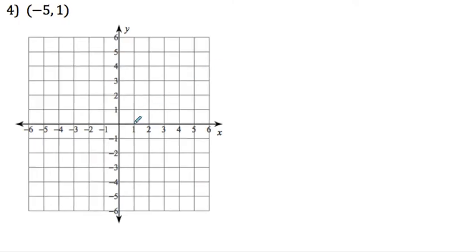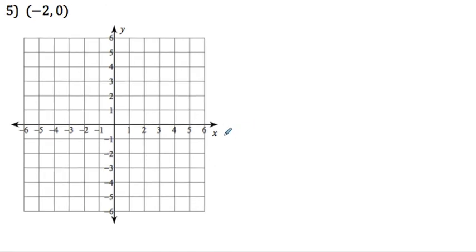Number 4, negative 5, 1. So starting from the middle, negative 5 means I'm going to the left. 1, 2, 3, 4, 5. Make sure you count the units. Don't look at the numbers because sometimes the numbers can be off a little bit. And I did exactly what I told you not to do. Let me erase that, sorry. So make sure you're counting, because sometimes it may look like the number is off. Just count the lines, don't look at the numbers. So negative 5, left 5, and then 1, we go up 1. So that is where your point should be.